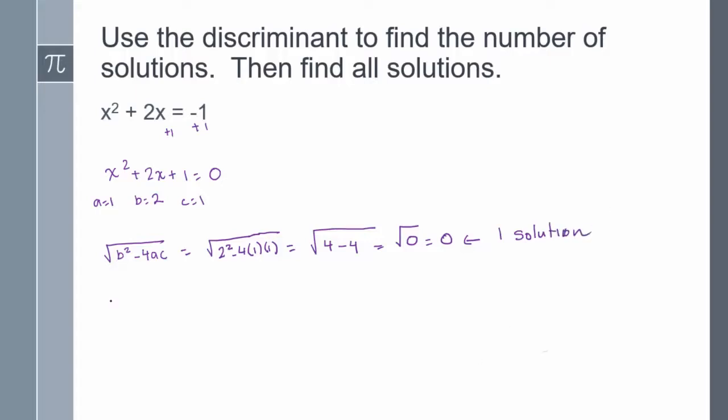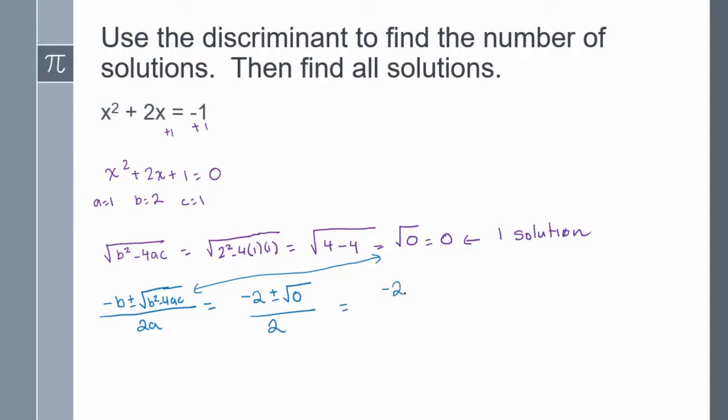Solve the quadratic by using the quadratic formula, which is negative b plus or minus the square root of b squared minus 4ac divided by 2a. Negative b is negative 2 plus or minus the square root of 0 because we've done the work over here, divided by 2 times 1, which is 2. The square root of 0 is 0, so I'm left with negative 2 plus or minus 0, which is the same thing, so it's just going to be negative 2 divided by 2, which gives me negative 1. The solution to the quadratic x squared plus 2x is equal to negative 1 is x equals negative 1.